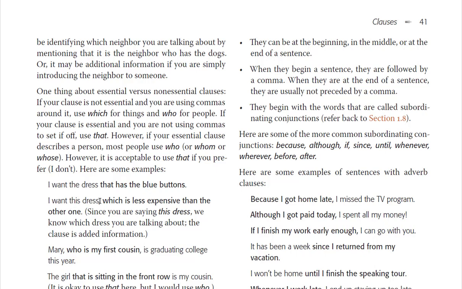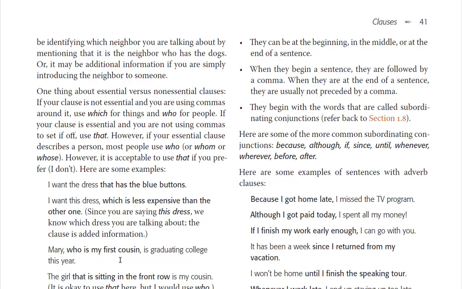I want this dress, which is less expensive than the other one. So since you are saying this dress, we know which dress you are talking about, so the clause is added information. If the clause is added information, you put a comma. If the clause is not added information, you don't need a comma.